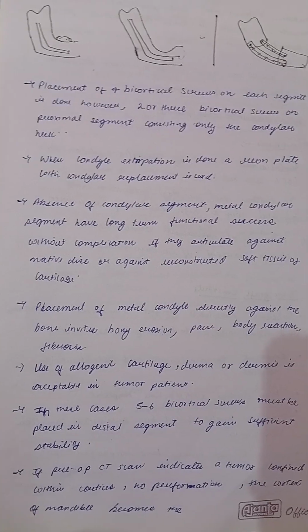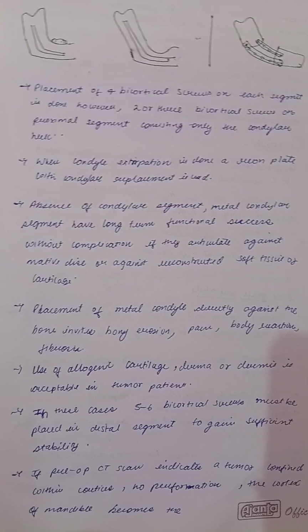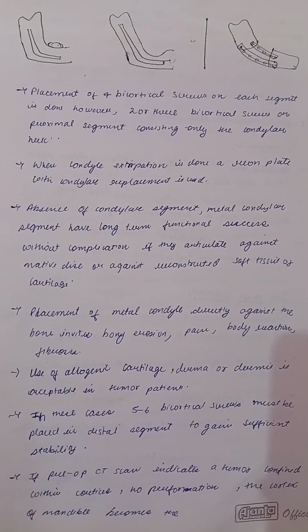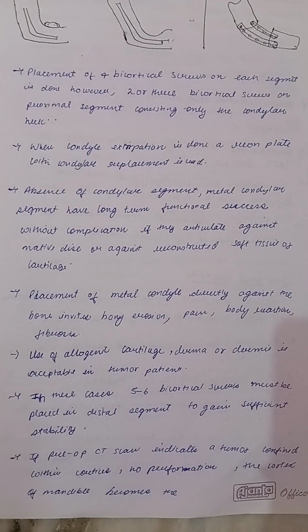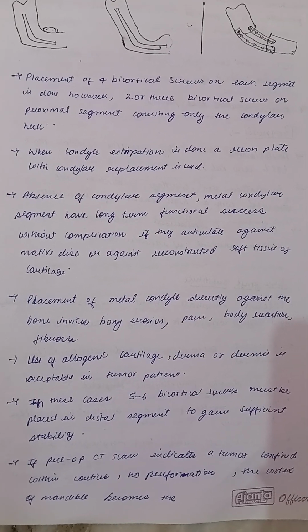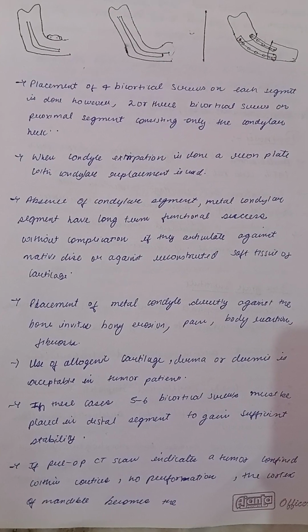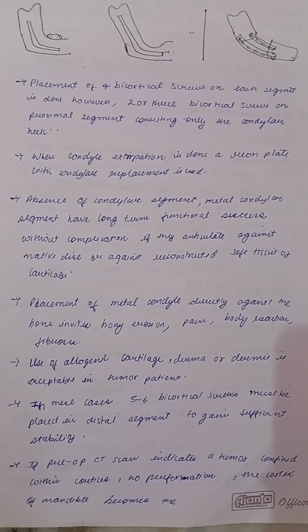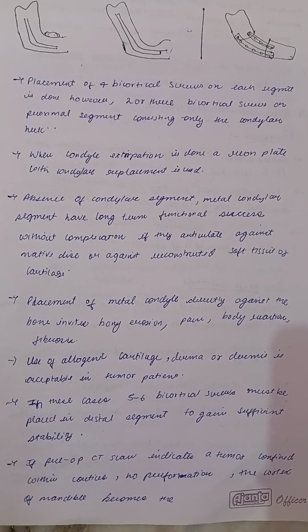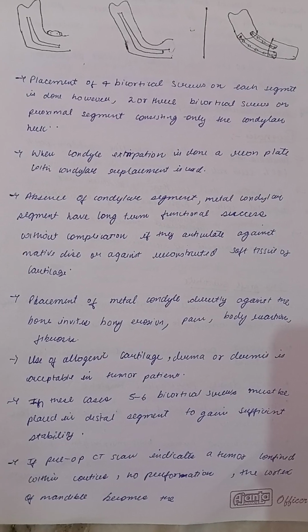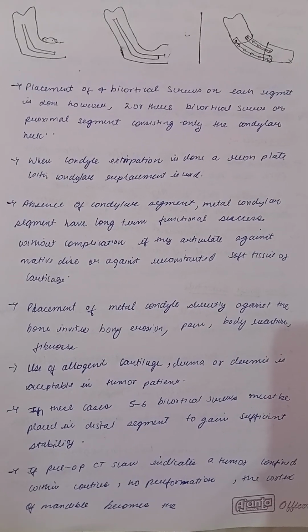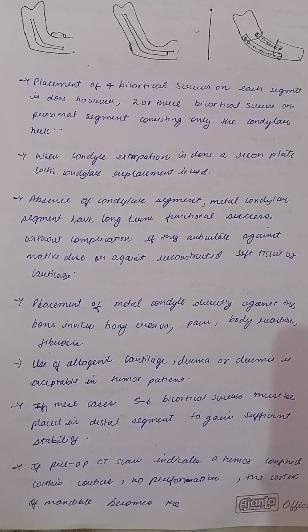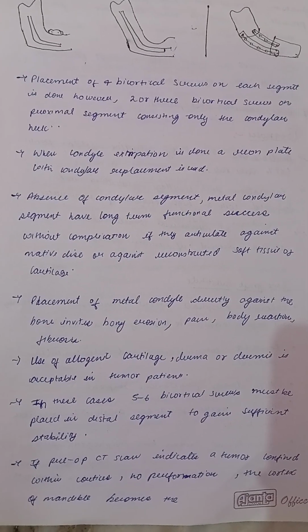Okay, it has a disadvantage as it invites bony erosion, pain, bony reaction and fibrosis. Use of allogenic cartilage, derma or dermis is acceptable in tumor patient. In these cases, 5 to 6 bicortical screws must be placed in distal segment to gain sufficient stability. Obviously, 5 to 6 bicortical screws should be placed in distal segment.